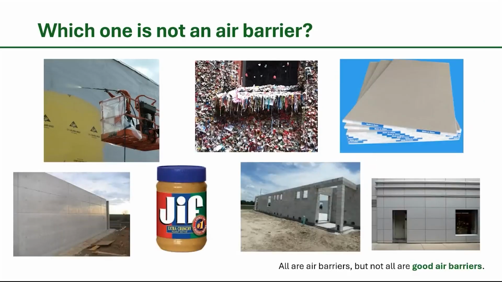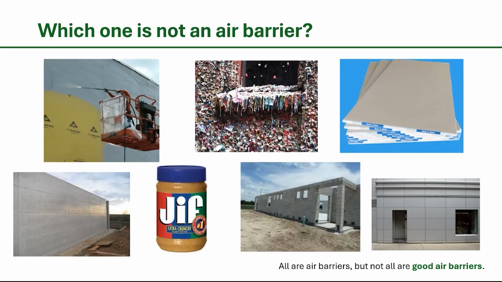Which one of these materials is not an air barrier? Fact is, they're all air barriers. They're not all good air barriers. Peanut butter is an air barrier. It passes the ASTM test for blocking bulk air. Sheetrock blocks bulk air. Masonry, concrete masonry blocks bulk air. Precast concrete and site cast concrete both block bulk air. Concrete, masonry, sheetrock, all those rigid materials are great air barriers until they're not.